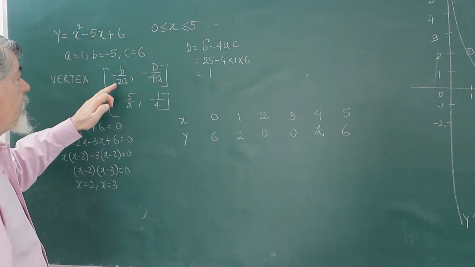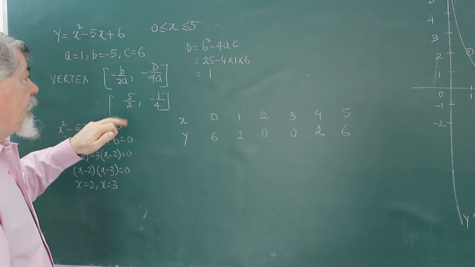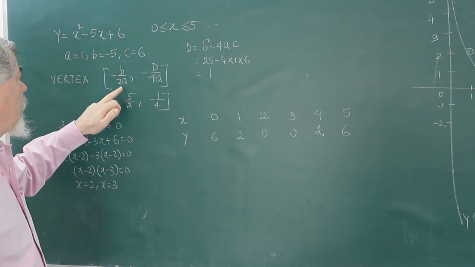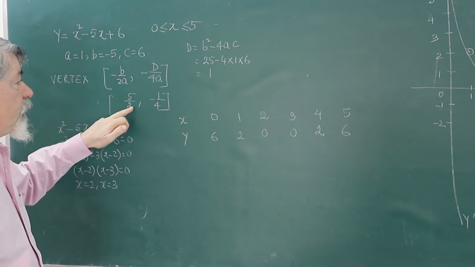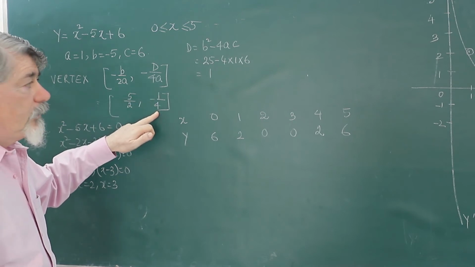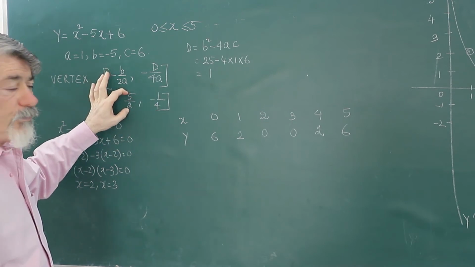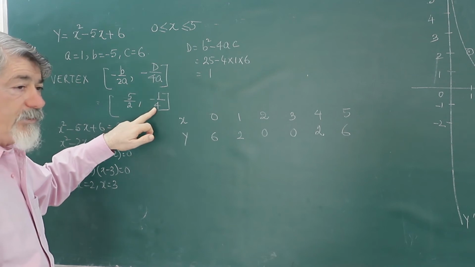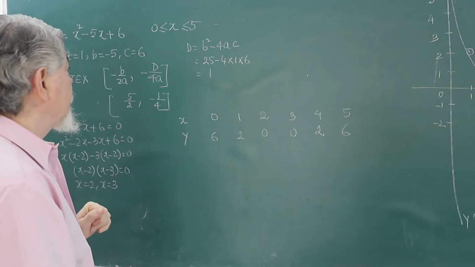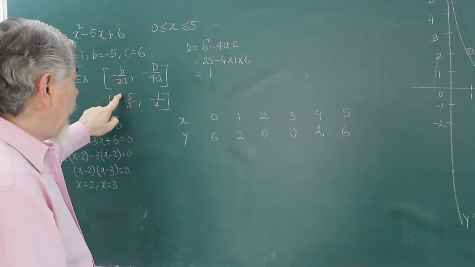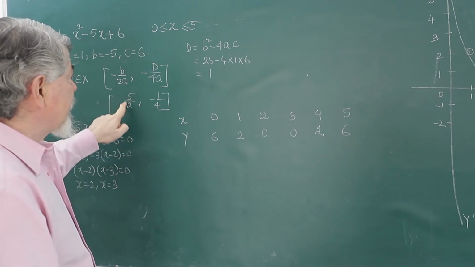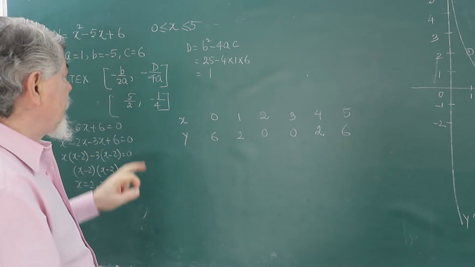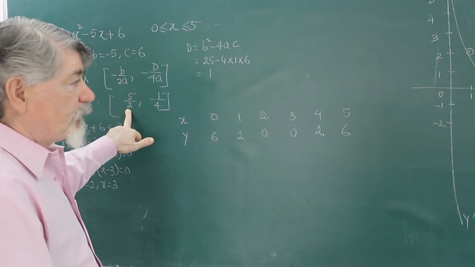The vertex will be minus b upon 2a, minus D upon 4a. From that, the vertex came out to be 5 upon 2 and minus 1 upon 4. 5 upon 2 means 2.5, 1 upon 4 means 0.25. And what will be the line of symmetry? x is equal to minus b upon 2a is the line of symmetry, that is 5 upon 2.